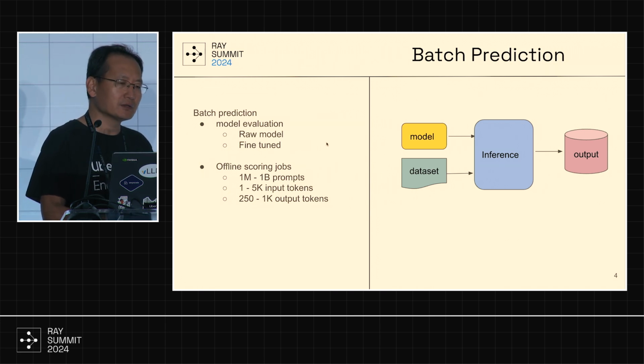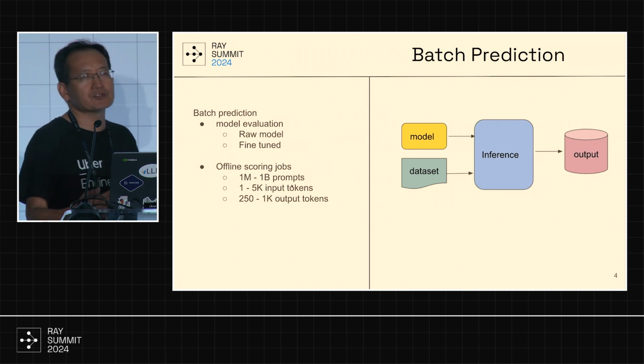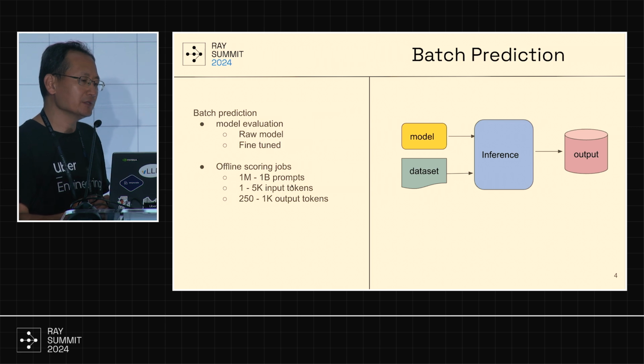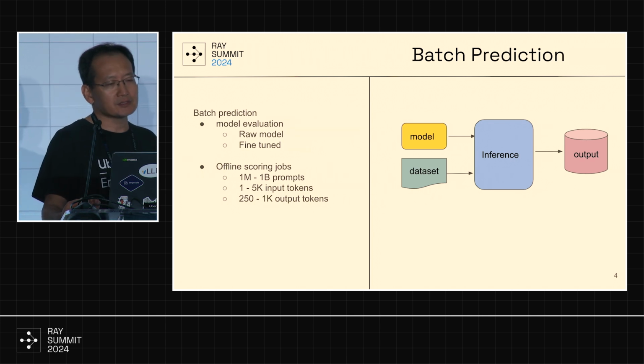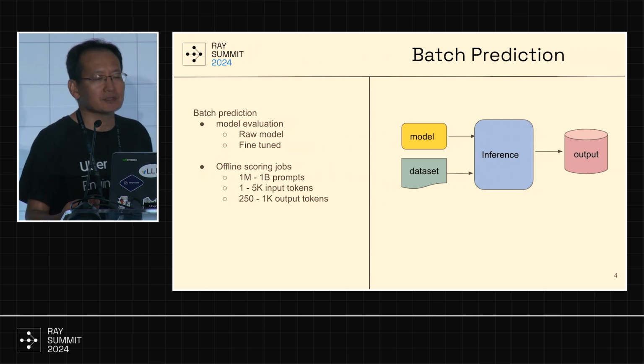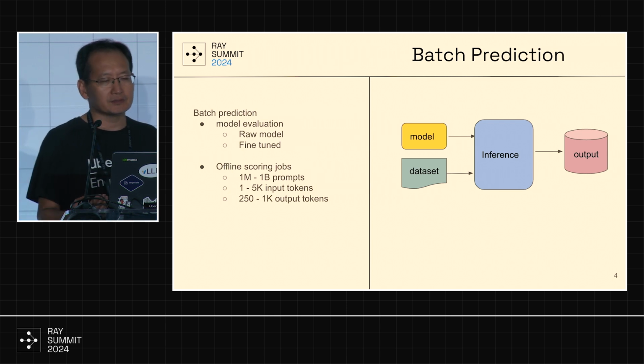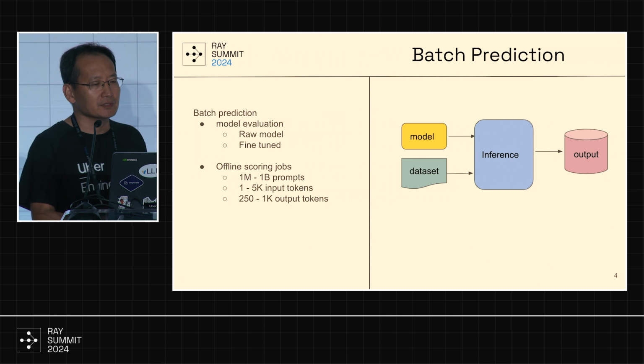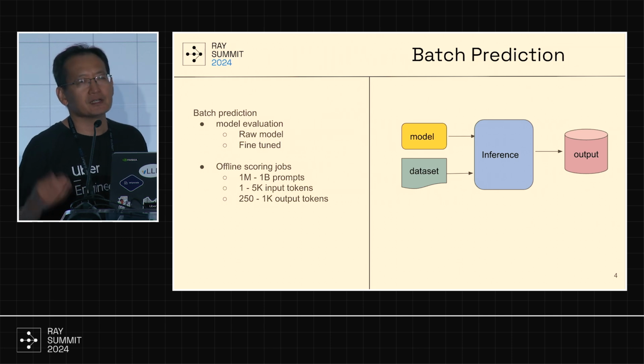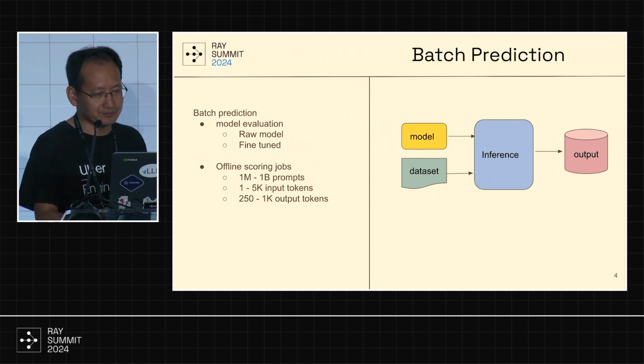For our use, we use it for offline scoring jobs. Typically, in this type of job, we process 1 million to 1 billion rows, or what we call prompts for text generation cases. This case usually takes 1,000 to 5,000 input tokens. Output tokens are usually a couple hundred to 1,000. That's a typical job we need to handle. So basically, 1 million, maybe several million, 50 million, and we want to finish daily. That's the problem we're trying to resolve here.